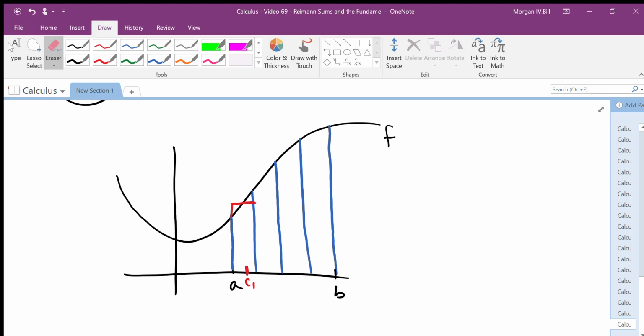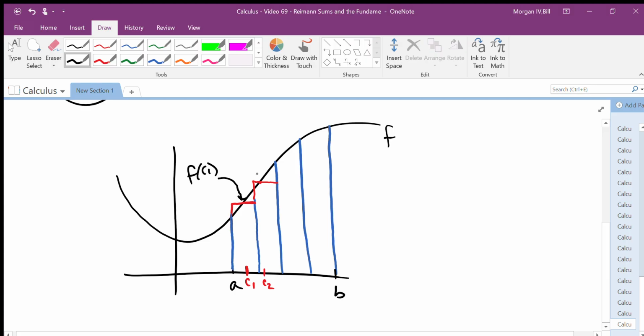For the height of the second rectangle, I'm going to pick some other c value, as long as c is within the second rectangle's width. Maybe it's way over here on the left-hand side, c2. It doesn't matter as long as it's somewhere in there. I'm going to pick the height of the second rectangle as f of c2. Looks like about right there. So the height of the first rectangle occurred at f of c1.